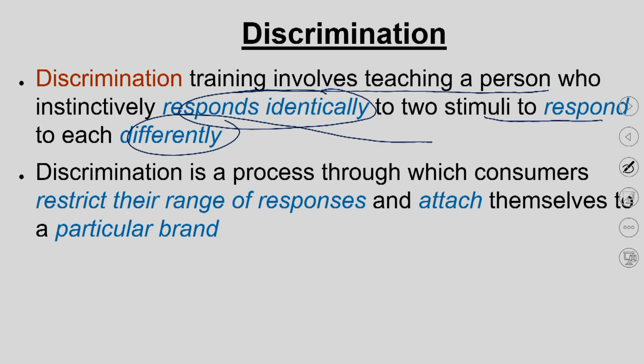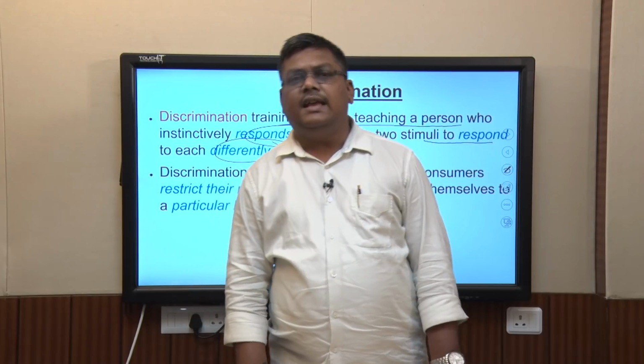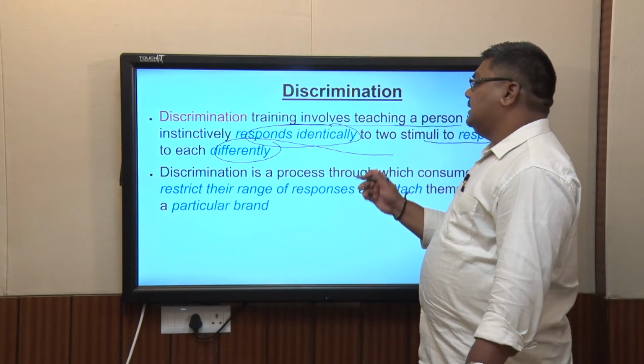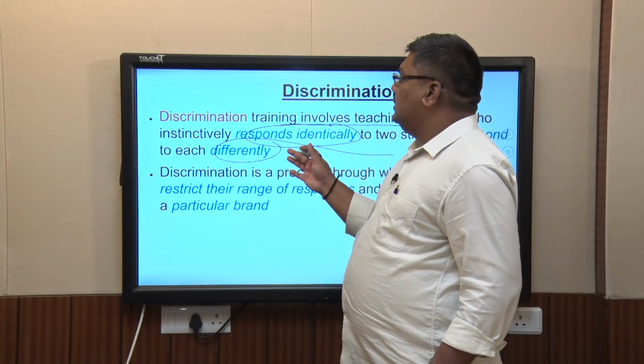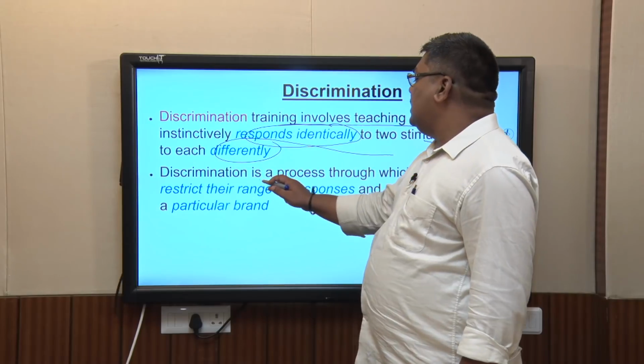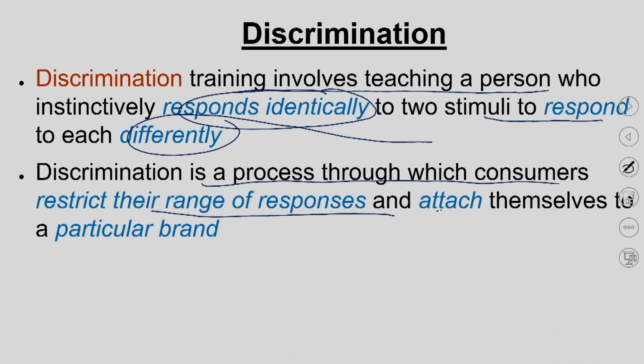And so, this is very necessary. It is necessary for marketers to use this principle of stimulus discrimination, because if discrimination cannot happen, if the consumer is not able to discriminate between the brand that he likes or some other brand, what is going to happen is that in those cases, the consumer will not stick to his own brand, he cannot discriminate between two brands. Now, discrimination is a process through which consumers restrict their range of responses and attach themselves to a particular brand.